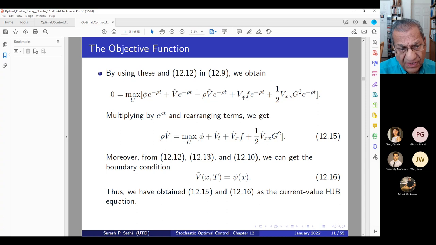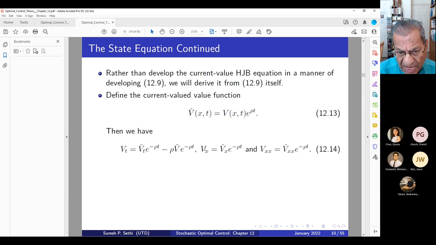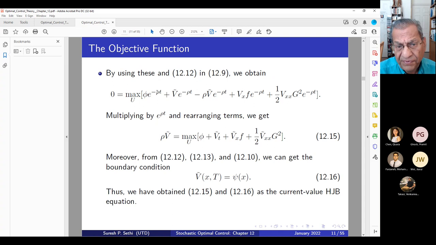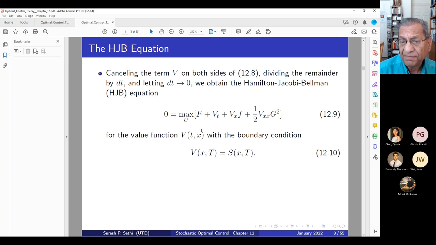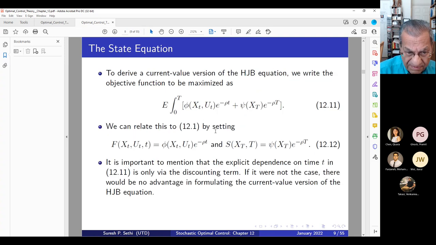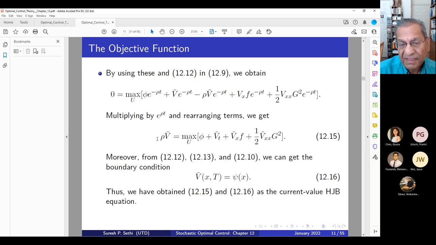Okay, and V sub x, we can easily put in. Once we substitute that, we use these formulas to substitute for V sub x and V sub xx. And when we do that, everything becomes V tilde. And then the equation becomes V tilde. So you can see the right-hand side is almost the same as this, except that f becomes phi. But the left-hand side, instead of zero, becomes rho V tilde. This is exactly the same as we had before in chapter 2 when you do the current value. So now it's rho V tilde given by this.